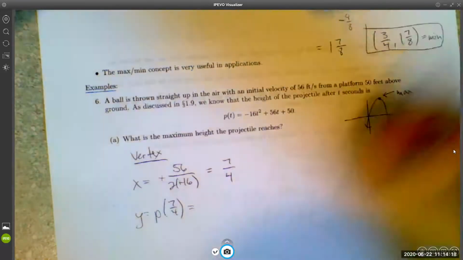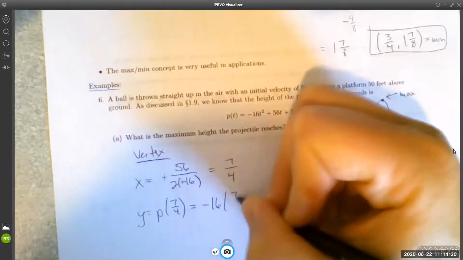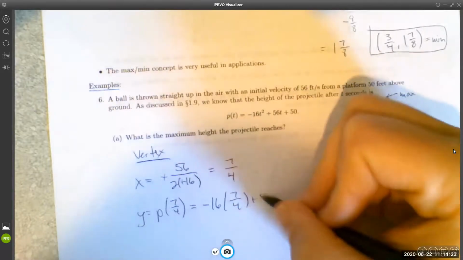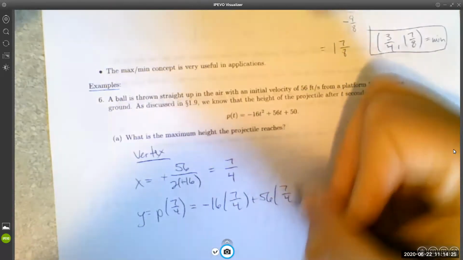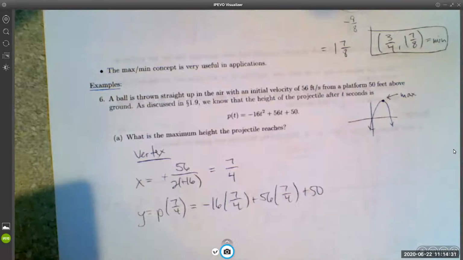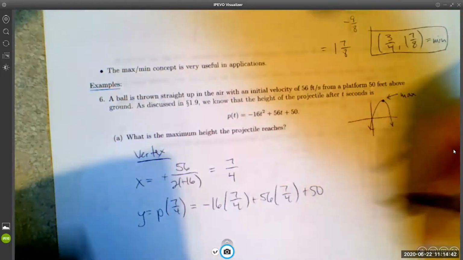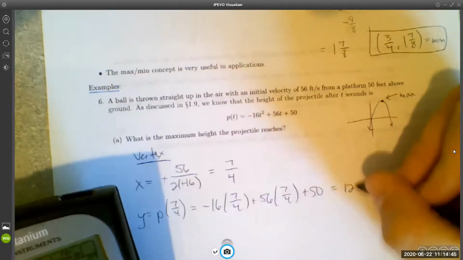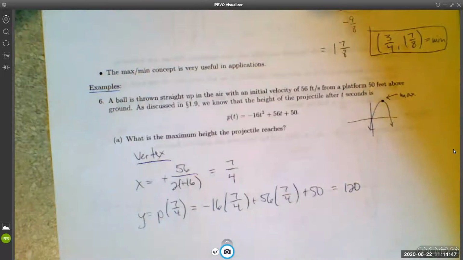So p of 7/4 is negative 16 times 7/4 squared plus 56 times 7/4 plus 50. I'm just going to punch this into my calculator to see what I get. Oh, so you should get exactly 120. That's pretty nice. Okay, now the interpretation of this is important, right?